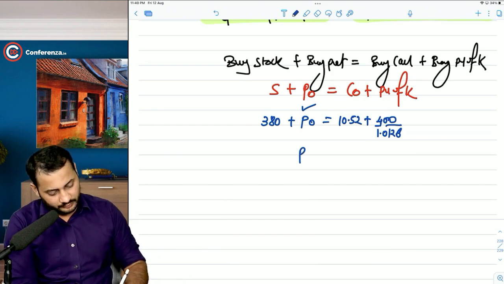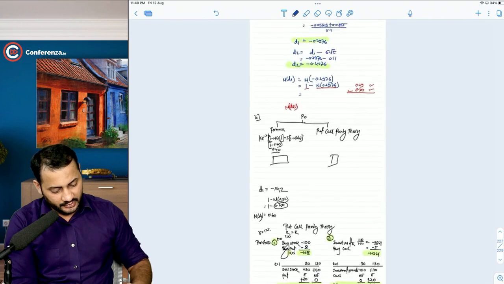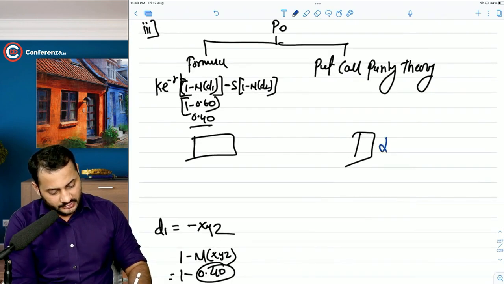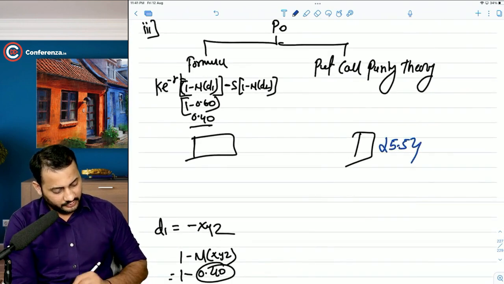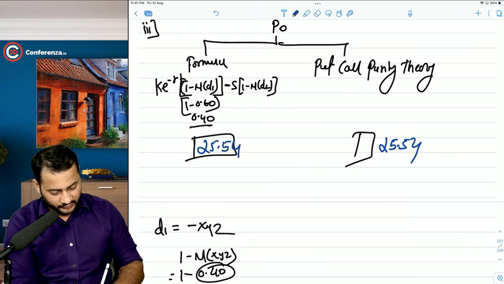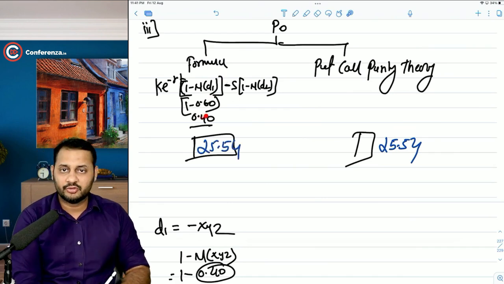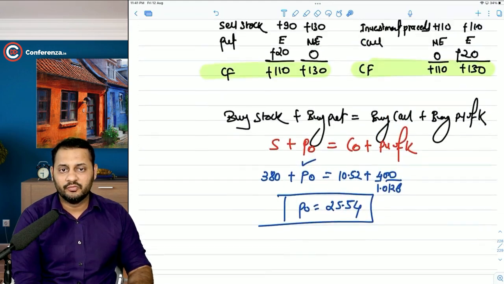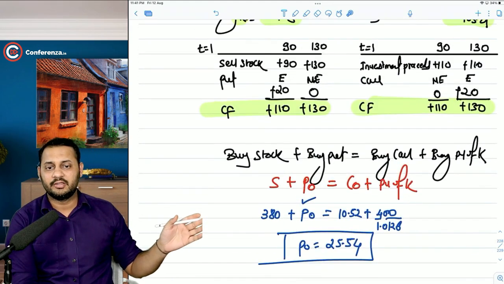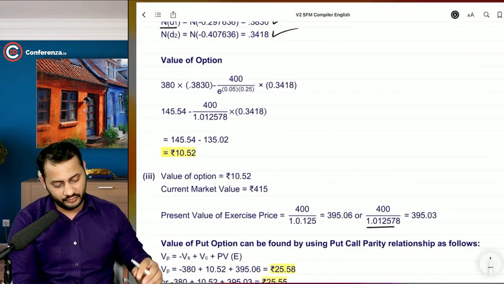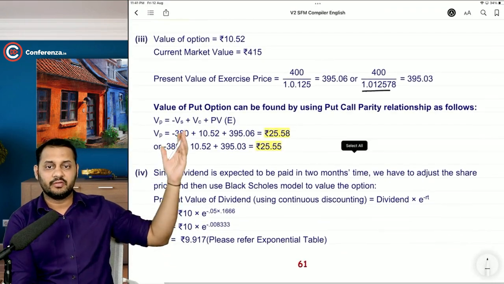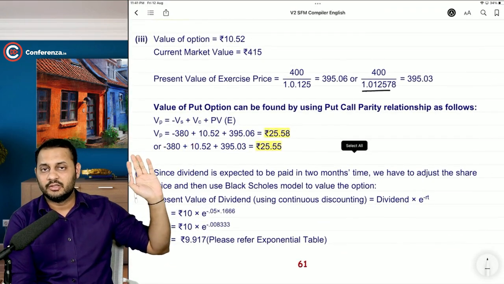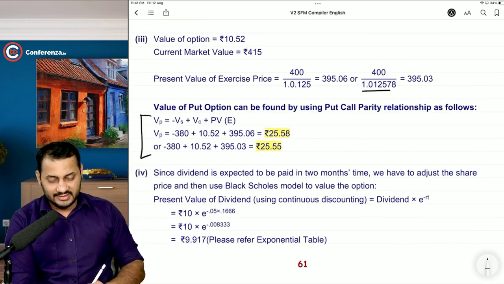This comes to P0 equal to 25.54. You will not realize, but this is coming to 25.54. So even if you solve it through the formula, it will come to around 25.54. And if you go with this simple formula of put-call parity theory, this will also give you 25.54, 25.55, whatever it is. So all in all, this is very easy to calculate.